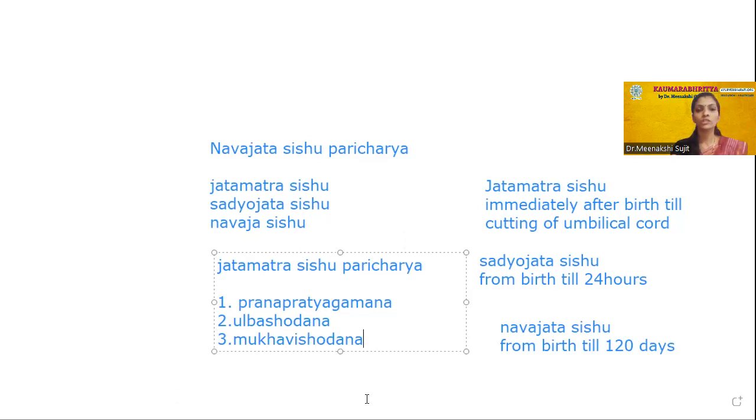Next is Mukhavishodana. What is this Mukhavishodana? It aims at the removal of fetal membranes from the air passage and mucus from the nasal or oral cavity of the baby. What will this Mukhavishodana do? Whatever mucus or mucous membrane is present in the air passage of a newborn will be removed from the newborn baby's air passage. The removal of mucus present in the air passage is known as Mukhavishodana. In most cases, normal labor is accompanied by obstruction of airways by mucus plug or fetal membranes.